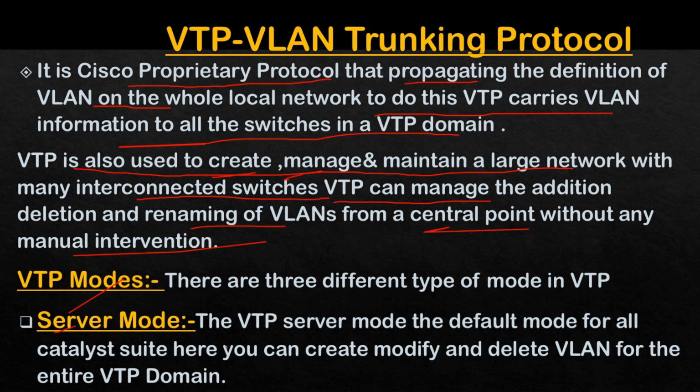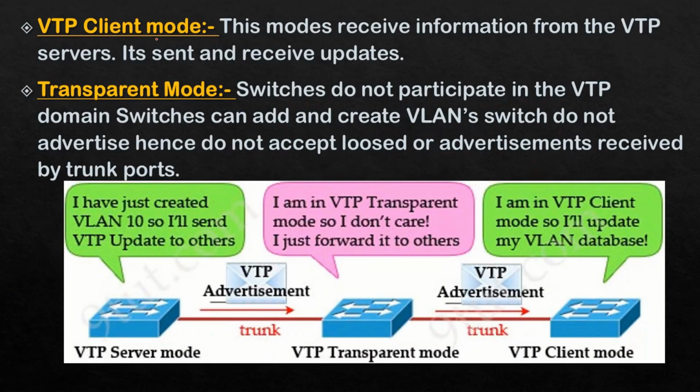The VTP server mode is the default mode for all Catalyst switches. That means if you do not change anything, your VTP mode will be the server mode. Here you can create, modify and delete VLANs. If you want to modify, delete, or create more VLANs, on this server mode you can do that, right? So that means we have to set server mode on the switch where we have all the VLANs available, from where we want to control them.